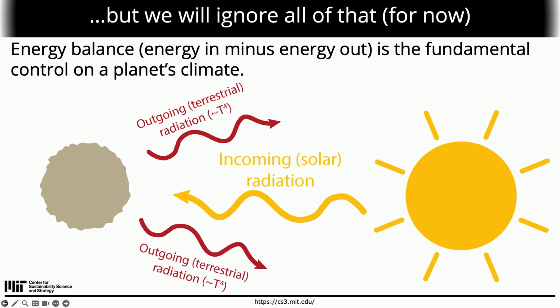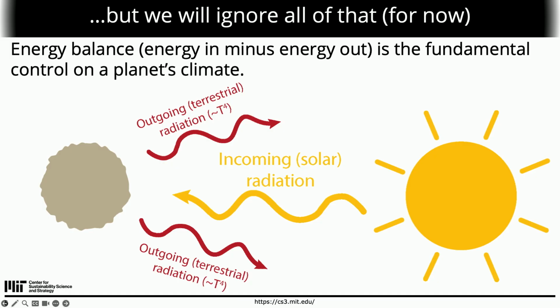So let's start with this simple setup here. We have a star, much like our own sun, that's emitting radiation, we'll call solar radiation. And then we have a rock, much like Earth, but with no atmosphere and ocean, and this rocky planet is orbiting around the sun. And one of the key things about this planet is that it'll be emitting outgoing or terrestrial radiation. And this terrestrial radiation is going to be proportional to some effective temperature of the planet raised to the 4th power. It's a black body radiation, if that means anything to you.